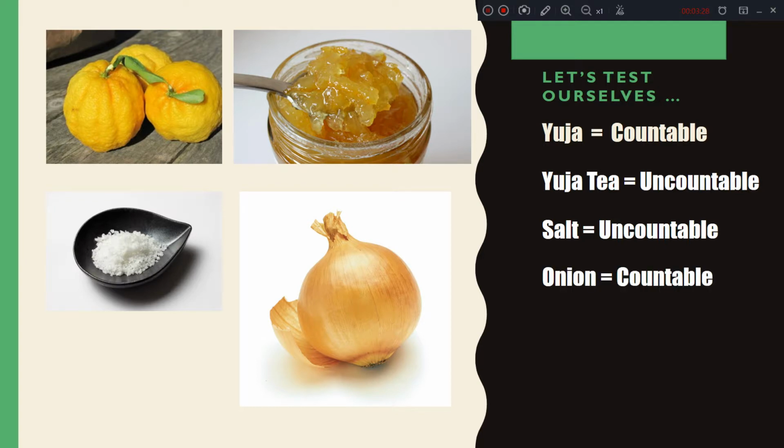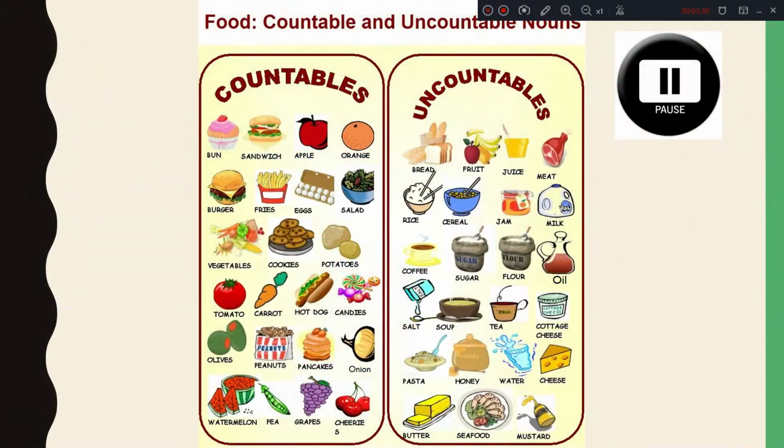Awesome, onions are countable. Now, I want everyone to pause this lesson and take a look at this list of countable and uncountable nouns. Please write them down in your grammar notebook and then watch the rest of this lesson.